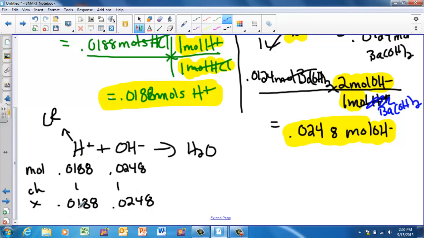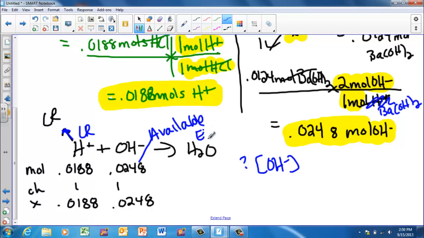If I come down here, I've just made a little summary chart again. Hydrogen is my limiter, because it's a 1-to-1. I don't have to do any funky math. I could bring it all the way down here and do change and find out, but this is my limiting reactant. So I know now I'm looking for what is the concentration of excess hydroxide. All right, well, how do I do that? Remember, the 0.0248 is what I had available. This is what was available at the beginning, but I know that there is excess.